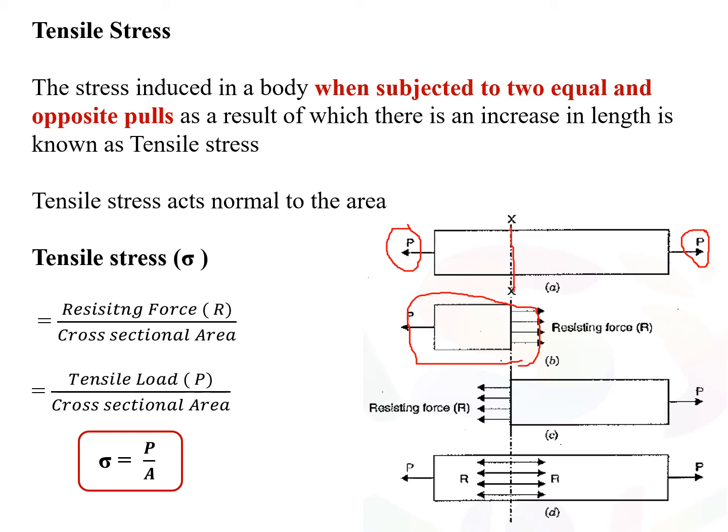Then, what will be the effect of this tensile force P on the bar? Since we are applying a pulling force here, the bar will elongate. That is, the length of the member will increase. And the tensile strain is equal to the increase in length of the bar divided by the original length of the bar.